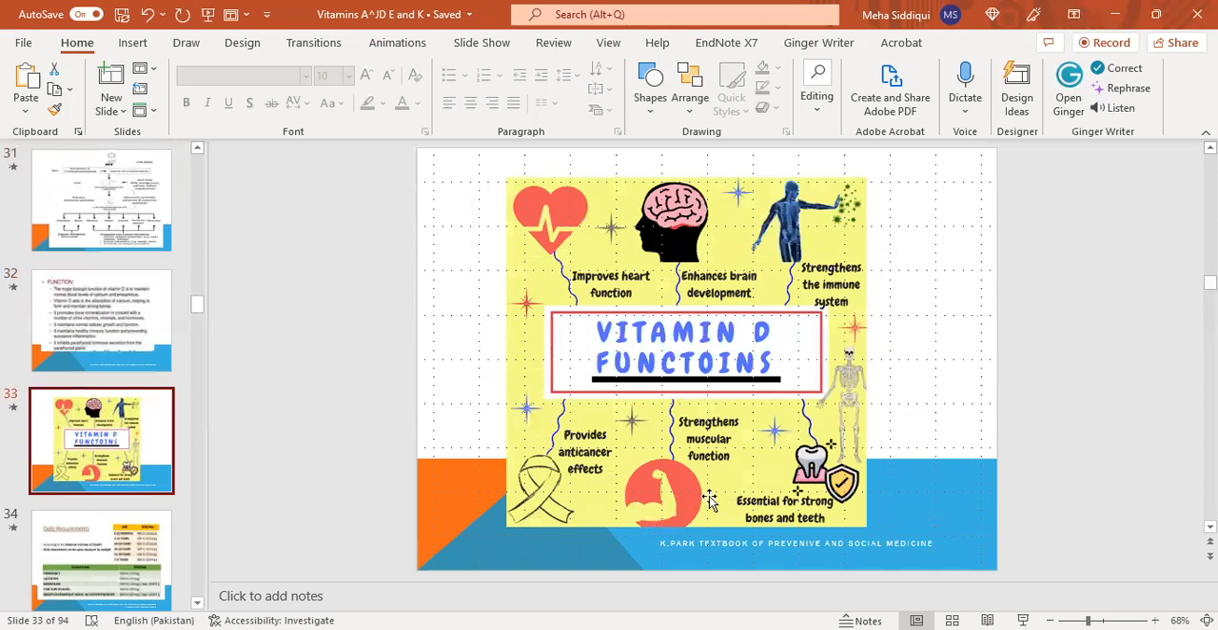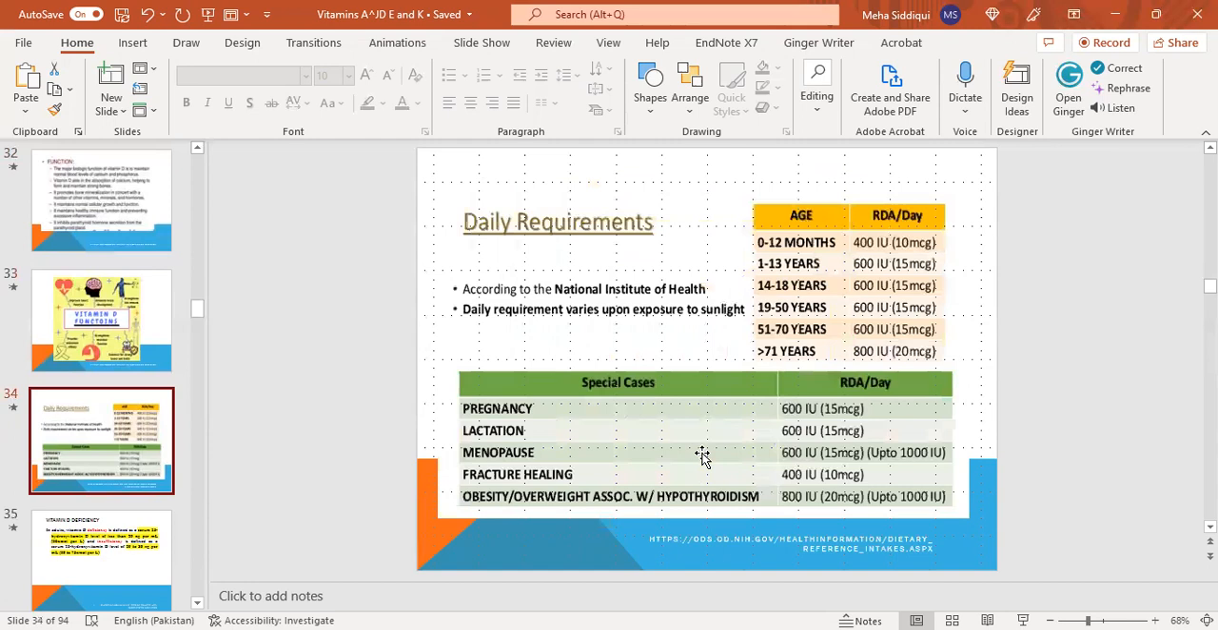This is the picture to show the functions in a nutshell. That is, it improves heart function, enhances brain development, strengthens the immune system, strengthens muscular function, provides anti-cancer effects, and is essential for strong bones and teeth.